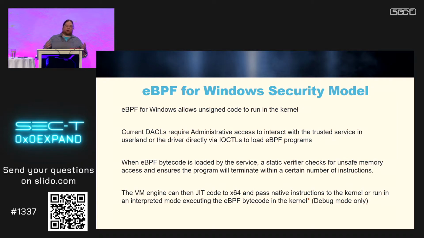So ultimately, the security model that we're dealing with here is that eBPF for Windows allows you to run unsigned code in the kernel, which invalidates the driver signing enforcement that is standard whenever you run third-party kernel code. Now, the current DACLs require administrative access to interact with any of the API layers. So really, that is the security model that we're bypassing. It's the driver signing enforcement layer that we want to get around to run our own code. And so unfortunately, you do have to be admin.